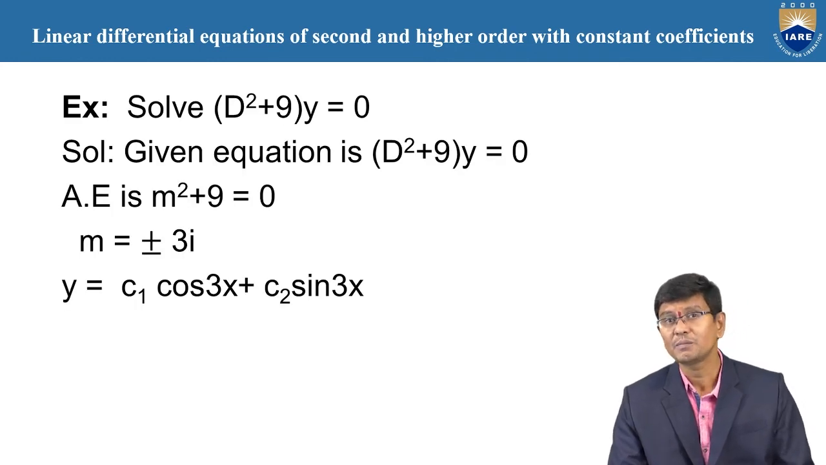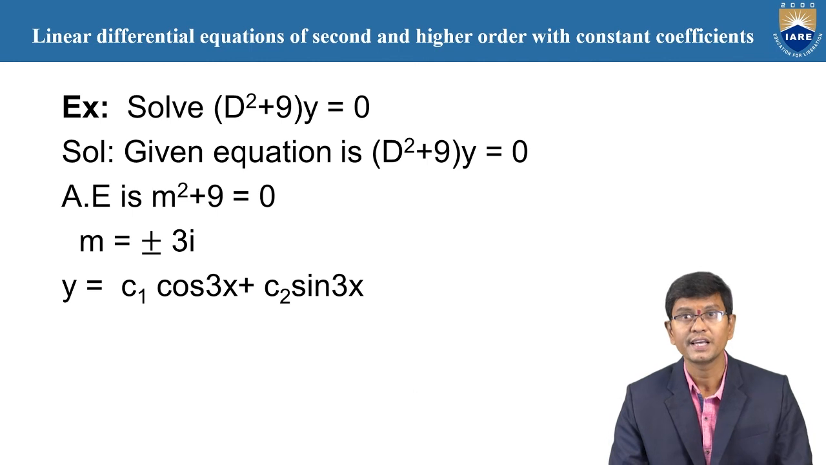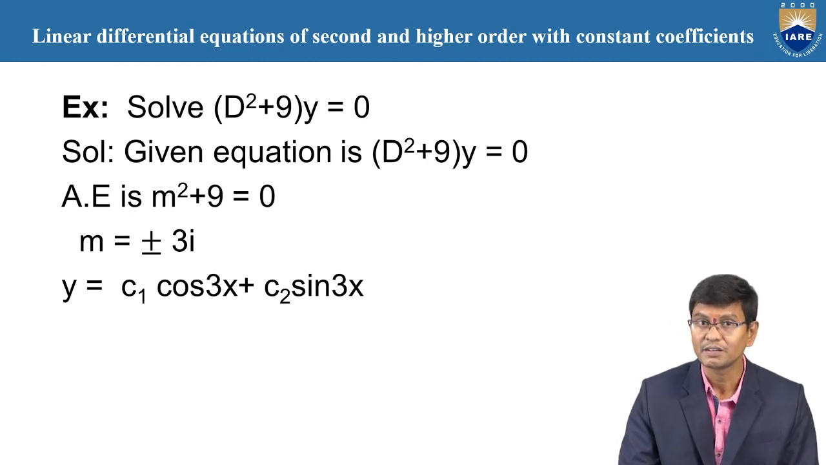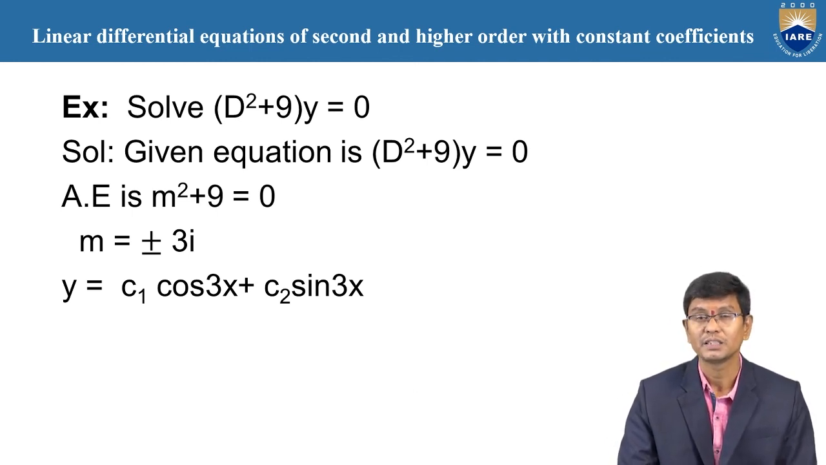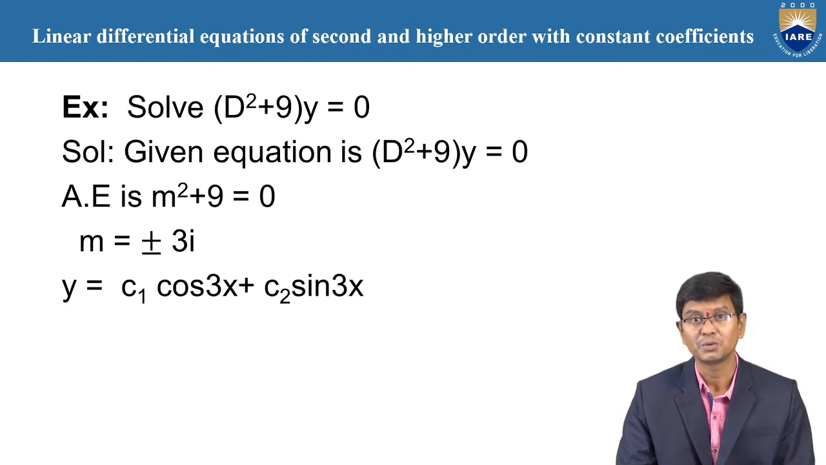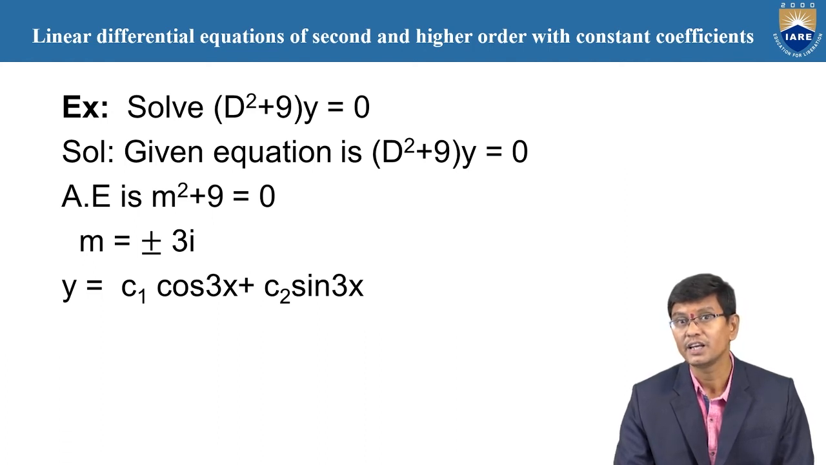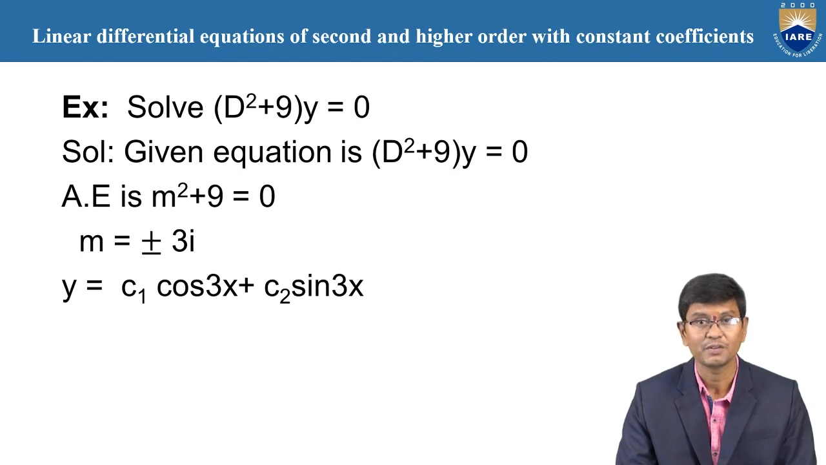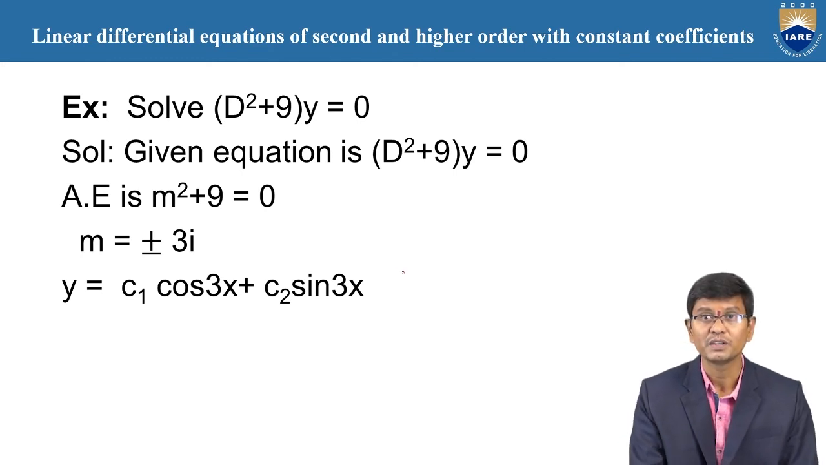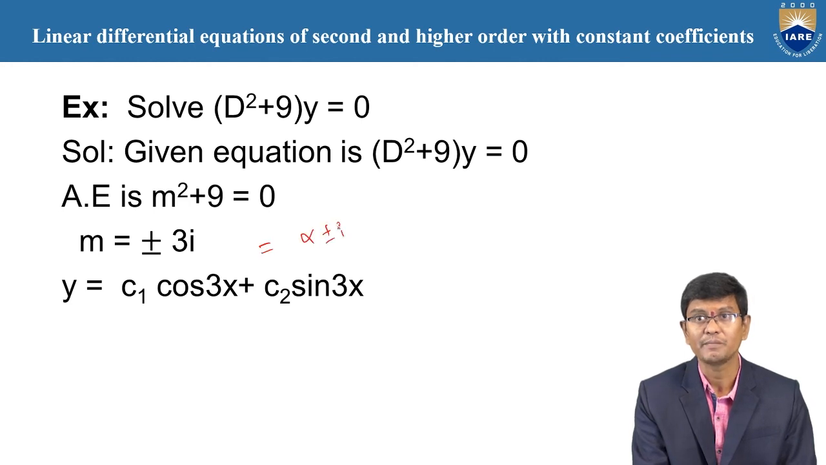Solve (D square plus 9) into y is equal to 0. And here also, the auxiliary equation of the equation is m square plus 9 is equal to 0. Here also, the order of the equation is 2. Therefore, by solving that equation, it is clearly m is equal to plus or minus 3i. And it is in the form of complex roots, that is alpha plus or minus i beta. Here, the real part alpha is nothing but 0. The imaginary part beta is nothing but 3 only.